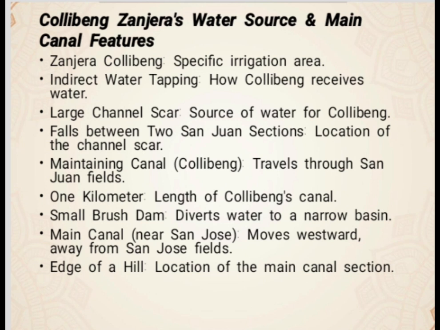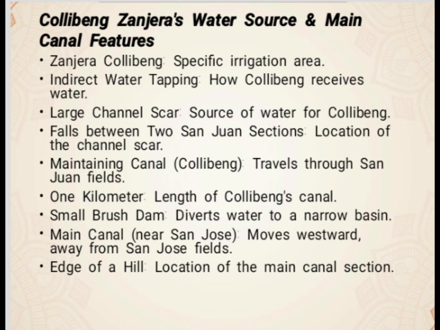At the edge of a hill is the location of the main canal section. Rubble masonry is part of the main canal's construction. Cement lined is another construction method for the main canal. So as you can see, the cement line is siya yung another construction method ng main canal. The purpose of cement lining is to reduce losses, slippage and percolation types of water losses.